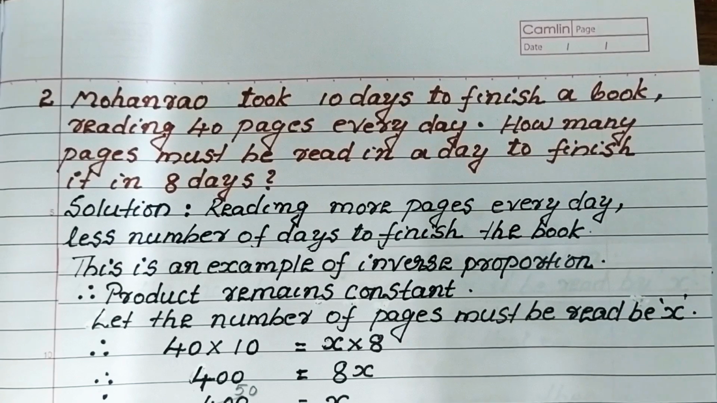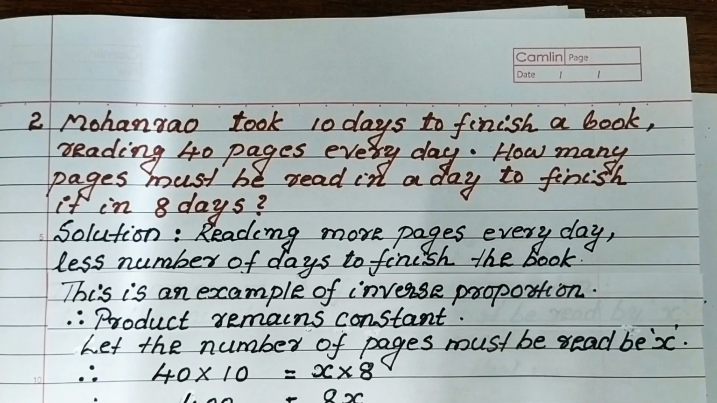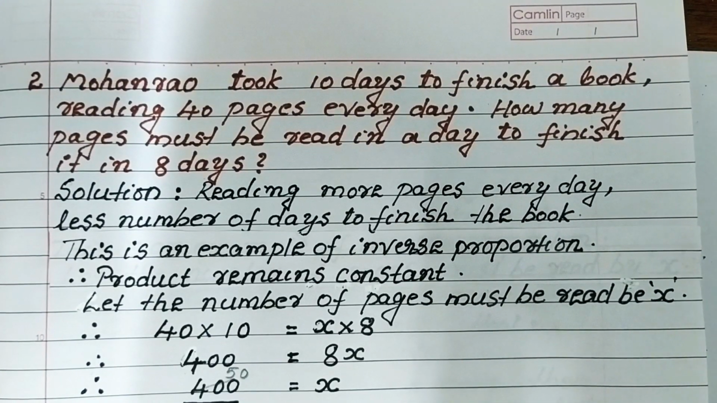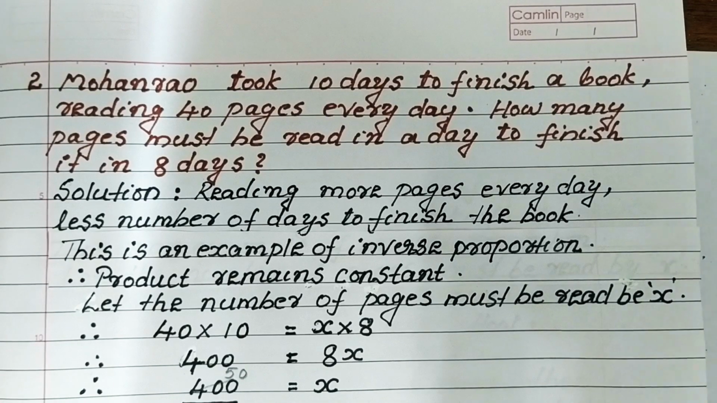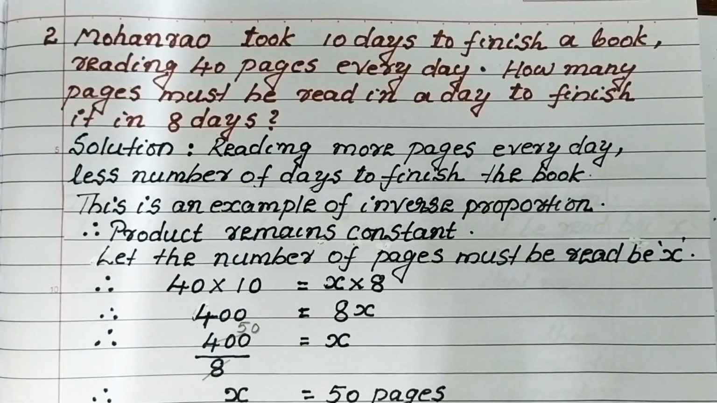First of all, check whether it is an inverse proportion or not. Solution. Reading more pages every day, less number of days to finish the book. More pages every day, less number of days. That means this is an example of inverse proportion. In inverse proportion, the product of these two quantities remains constant.